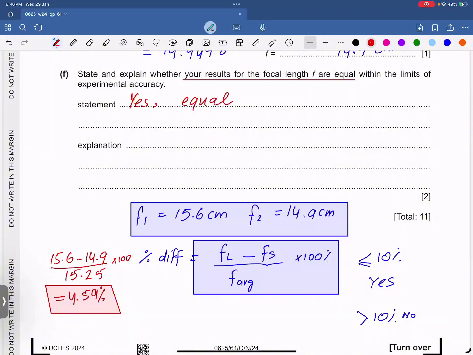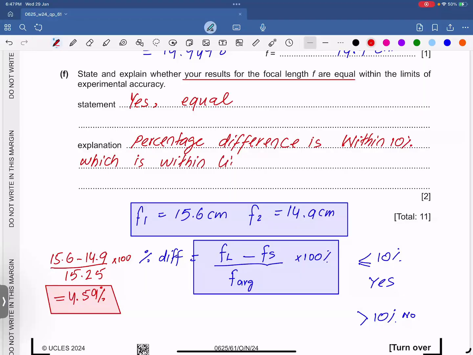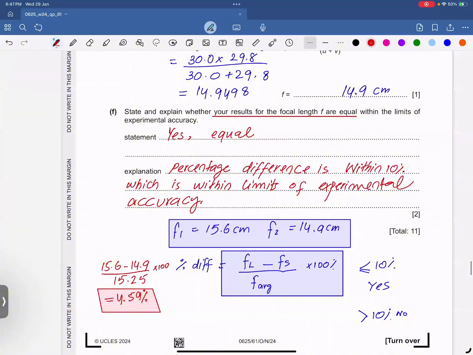Reason, as I told you, percentage difference is within 10%, which is within limits of experimental accuracy. So with this question, we are also done.